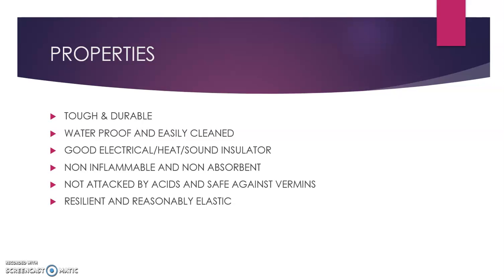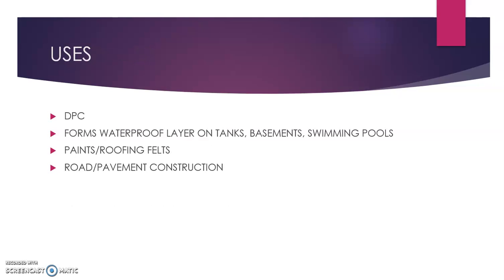Next, what are the application areas of asphalt? It's used in damp-proof course, then as waterproof layer for tanks, basements, swimming pools, etc. For preparing paints and roofing felts, and for constructing roads and pavement. These are the primary application areas.